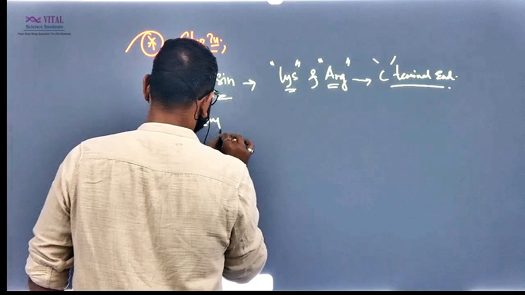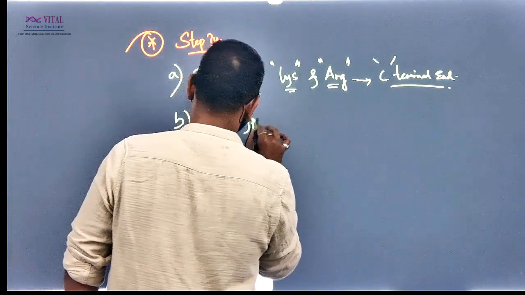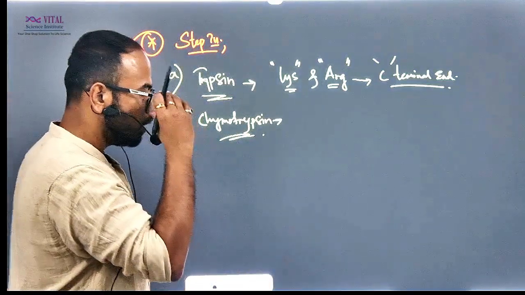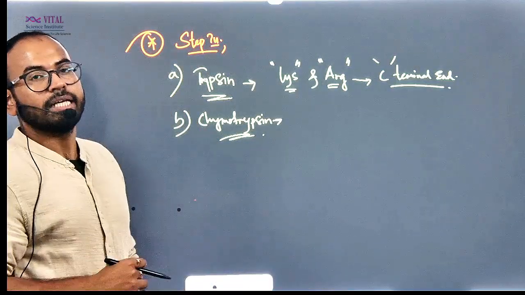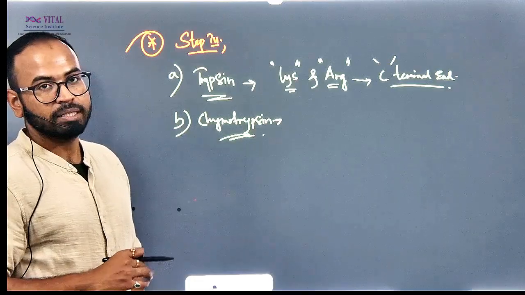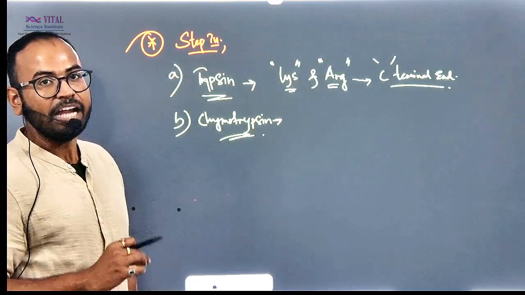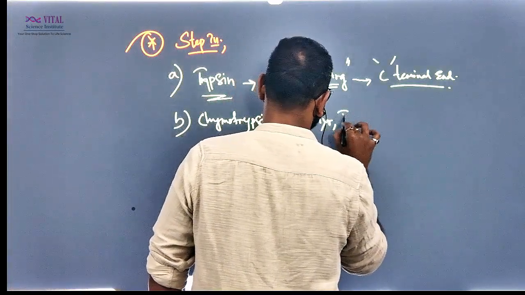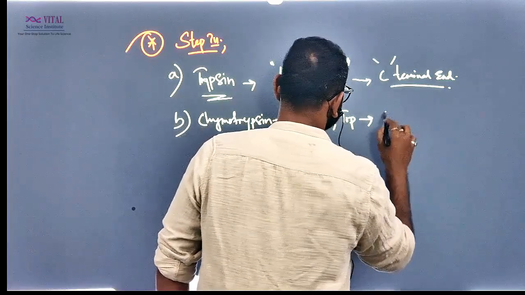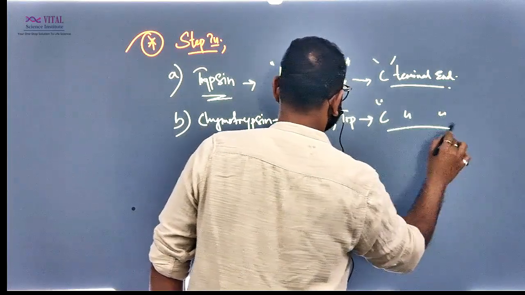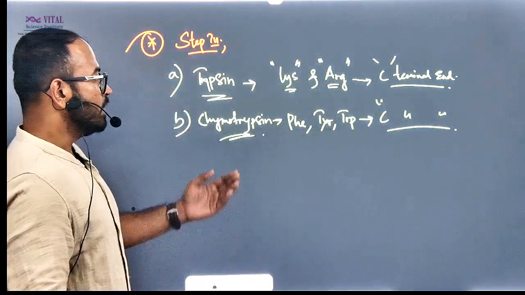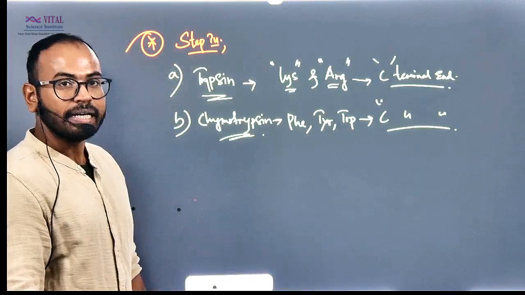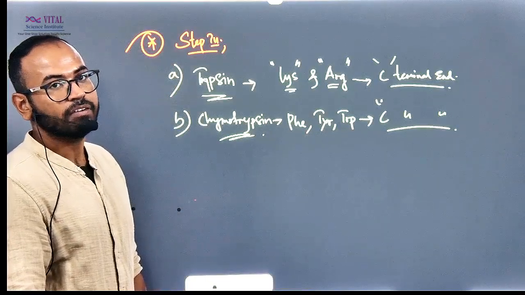Next, coming to chymotrypsin. In case of chymotrypsin, what is observed? In general, chymotrypsin cleaves at phenylalanine, tyrosine, and tryptophan. Same C terminal end. That means if the carboxyl group is provided by these three amino acids, then only the cleaving will take place by means of chymotrypsin.